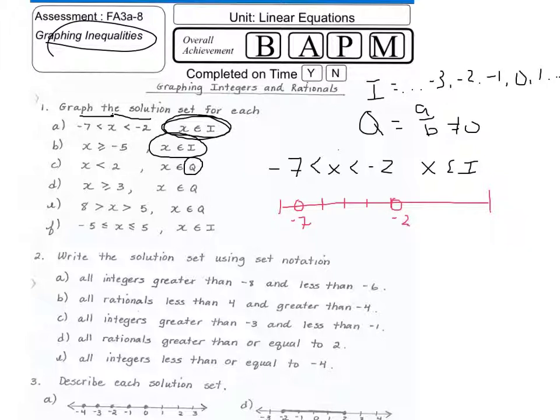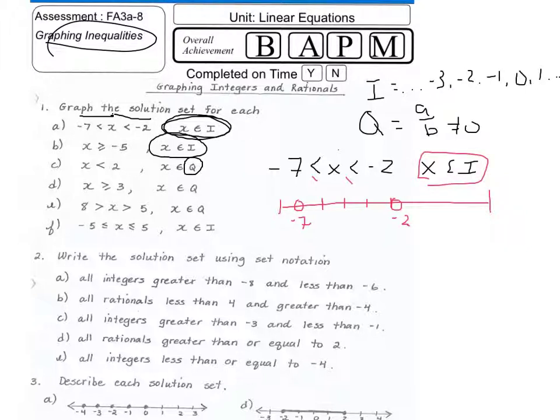Now, it does not say equal to, so we do not fill these in. When it just says greater than or less than, we leave them blank. We just put circles there. If it said equal to, which B does, we would fill it in then, but we don't do that yet. So our next step is a set of numbers where they're integers.